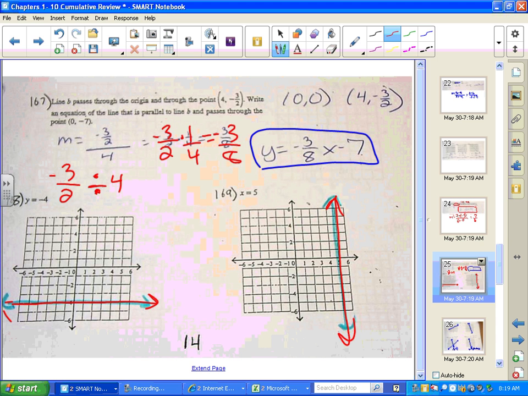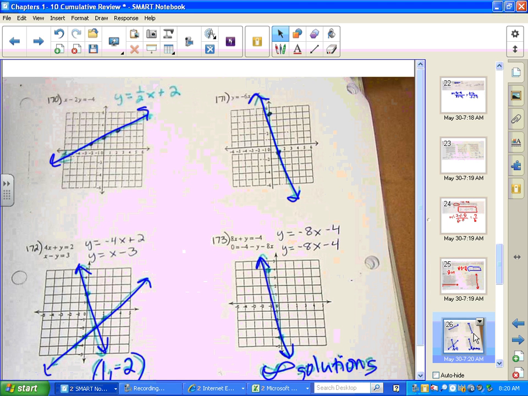All right, 168. 168 is a horizontal line going through 4. 169 is a vertical line going through 5. Those are easy. Sorry, yes, that one was -4. Thank you, Adam. All right, 170.